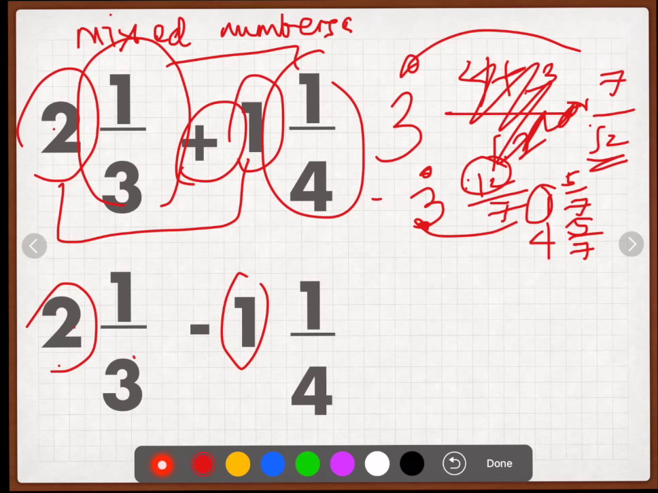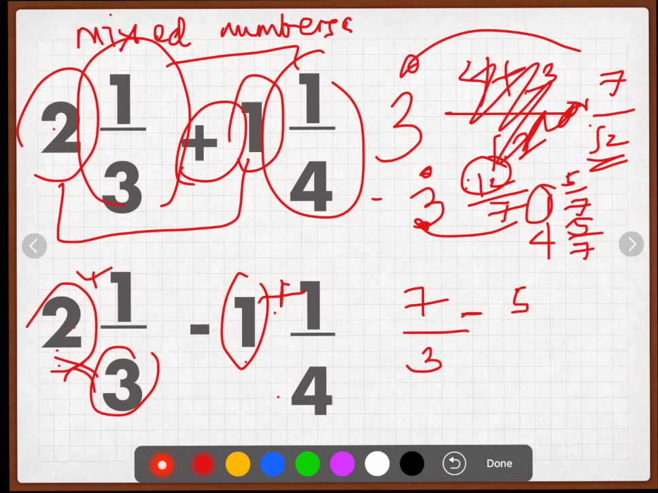Paano yon? Ganito yon. 3 times 2 plus 1. Okay? So, 3 times 2 is 6 plus 1, that is 7 over 3 minus, and then you have 4 times 1, which is 4, plus 1, that is 5, 5 over 4. Tapos, ito yung ima-minus natin ngayon. Okay? So, again, babalik tayo dun sa over 12 kasi kailangan pag subtraction, same last name.